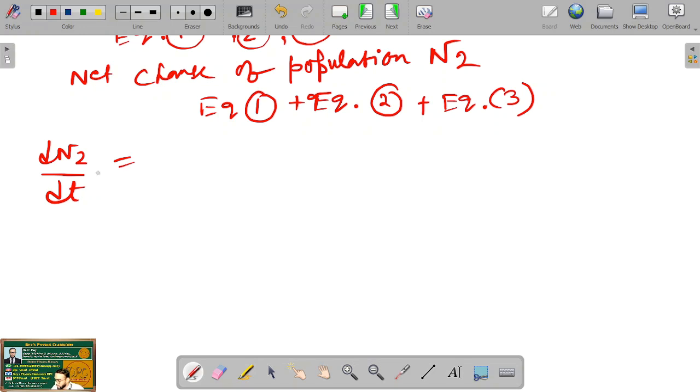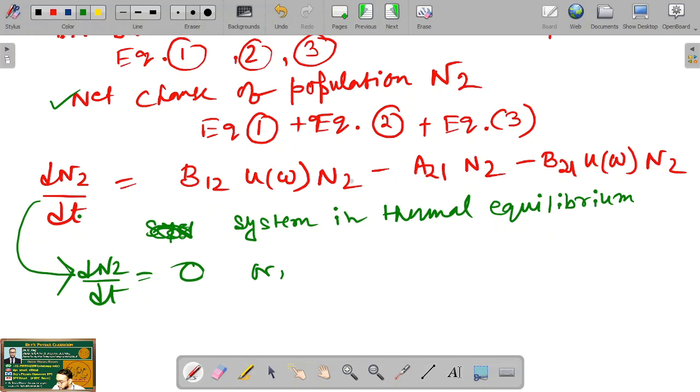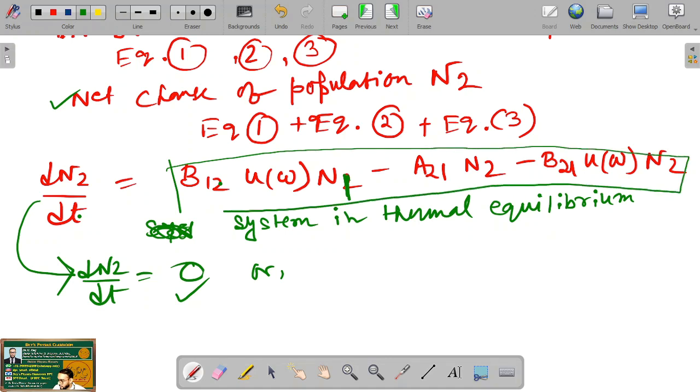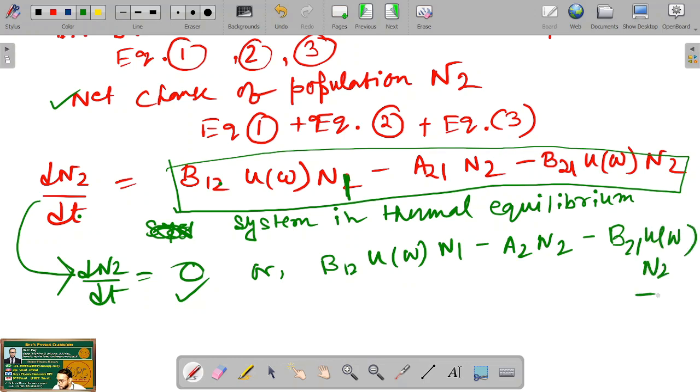If we add those three equations, we will get dN2 by dt equals B12 u omega N1 minus A21 N2 minus B21 u omega N2. So at thermal equilibrium, this effective or resultant dN2 by dt would be 0. So from there we will get B12 u omega N1 minus A21 N2 minus B21 u omega N2 equals 0.